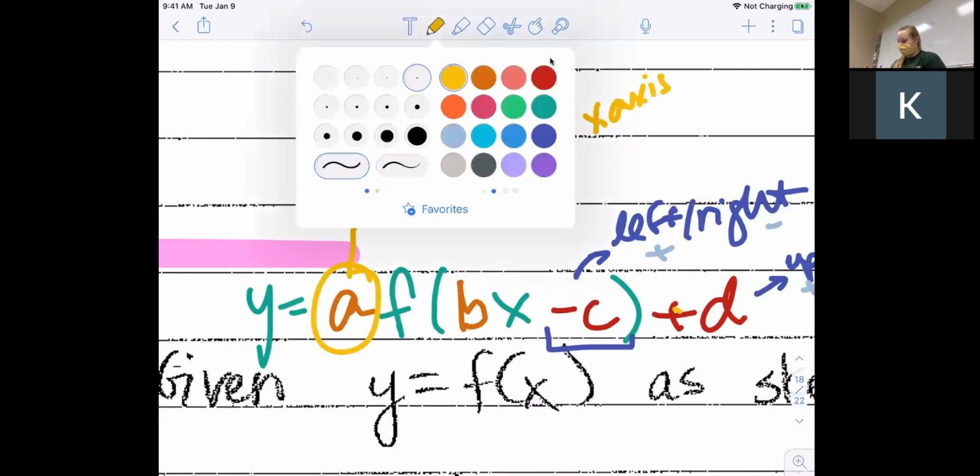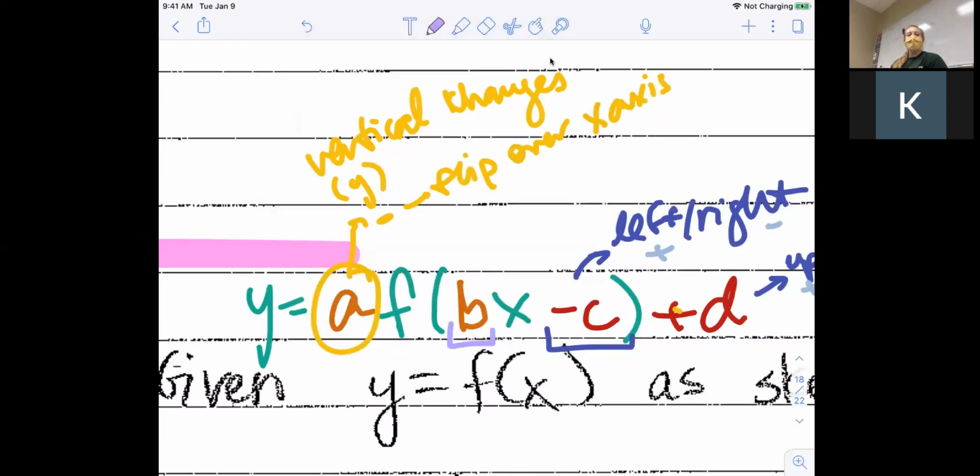What I did last time was I skipped the number in front of x because I was like, we're just not going to worry about that right now. What I want to say here is if we have something in front of the x, that does horizontal changes and it changes my x value.